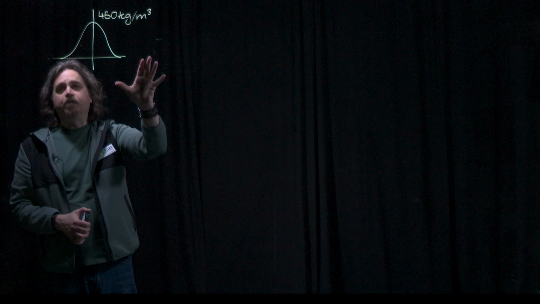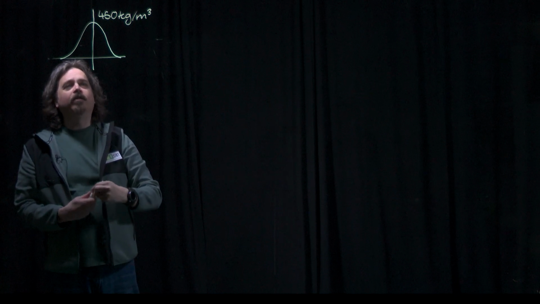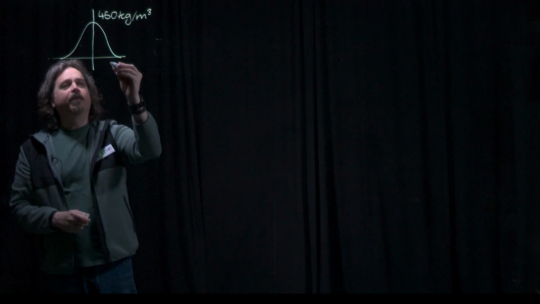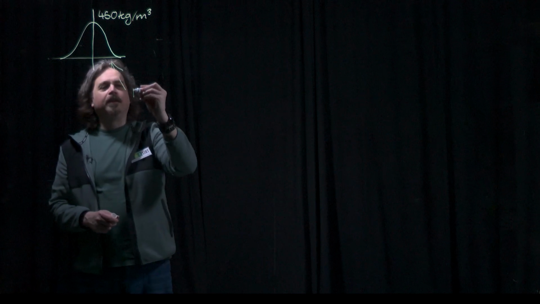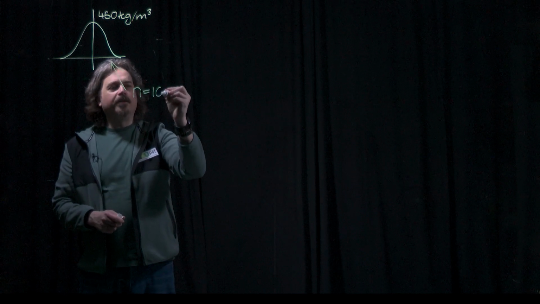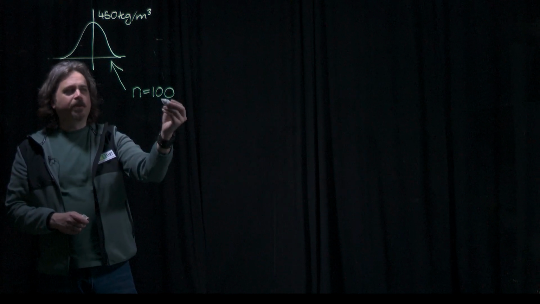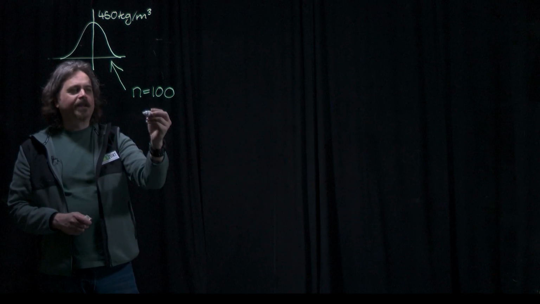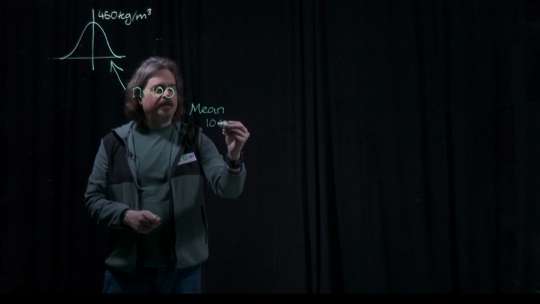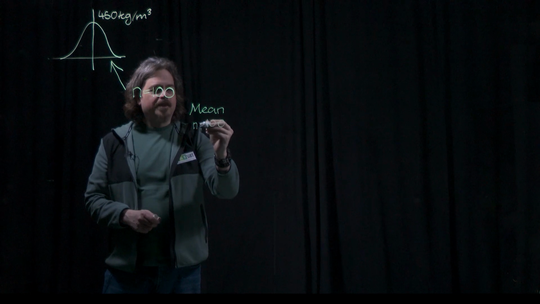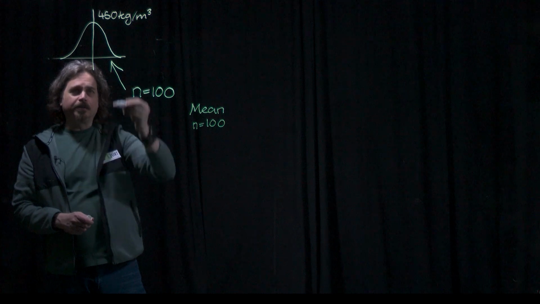All we can do is measure a sample of that population. We can take a number of specimens from that population, and that number of specimens is our sample. So let's take 100 specimens, and then we can measure the density of those 100 specimens and use that mean of the 100 specimens of our sample to estimate the mean of the population.